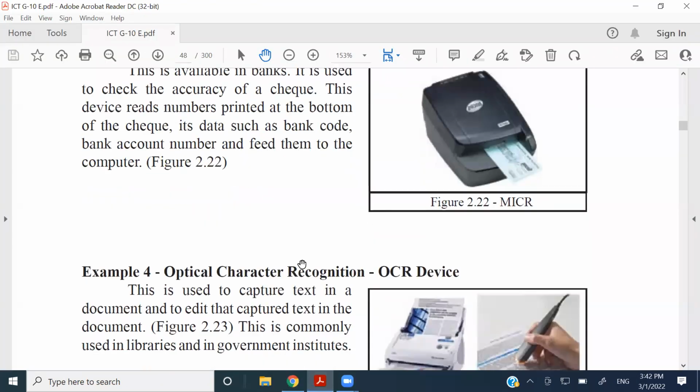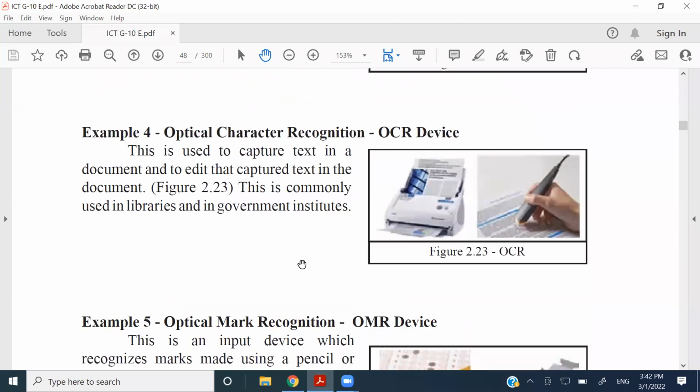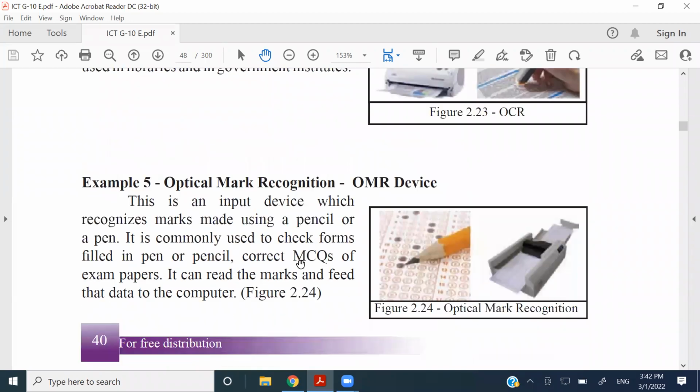Then after that we talked about the OCR, optical character recognition, and I told you this device is used to scan a particular document character by character. When we have the scanned image through this device, we will be able to edit it using a computer. And we talked about the OMR, and I told you OMR is used to mark your MCQ papers in the ordinary level as well as the advanced level.